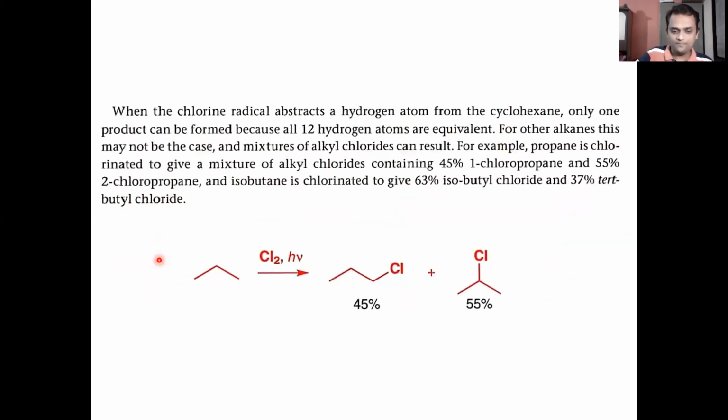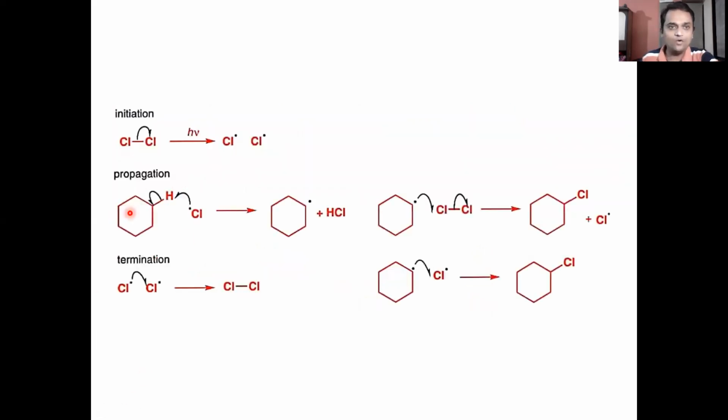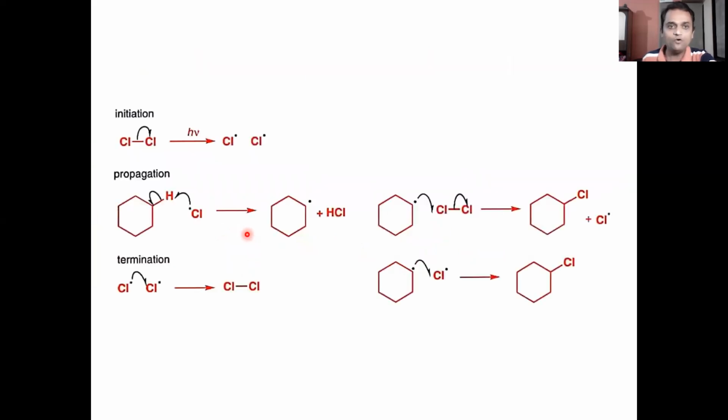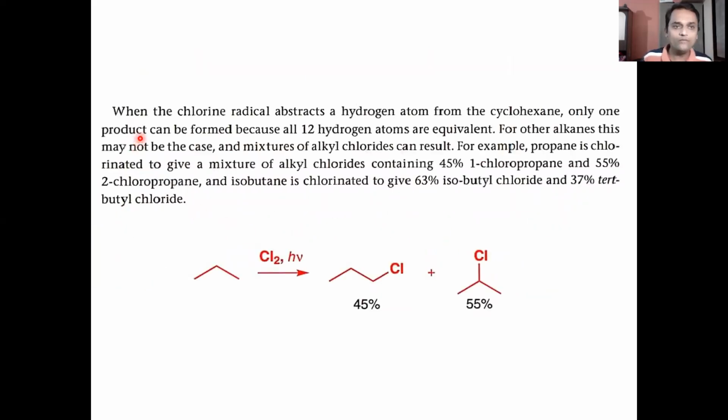Now, when the chlorine radical abstracts a hydrogen atom from cyclohexane, only one product can be formed because all 12 hydrogen atoms are equivalent. So in the cyclohexane molecule, there are 6 carbon atoms and each carbon atom has 2 hydrogens. So there are 12 hydrogens and all 12 hydrogens are equivalent. Therefore, there is a formation of only one product.